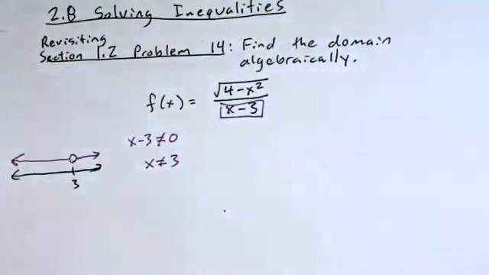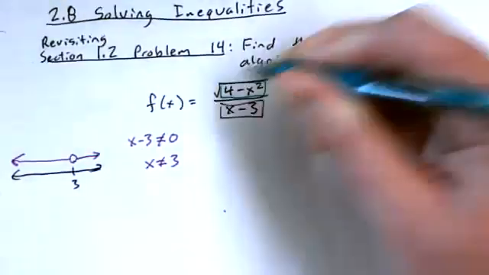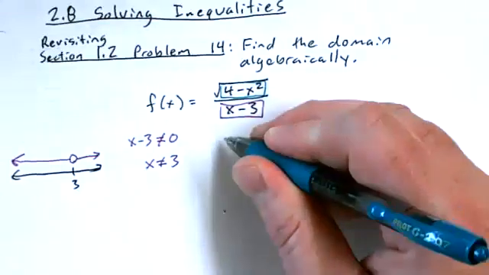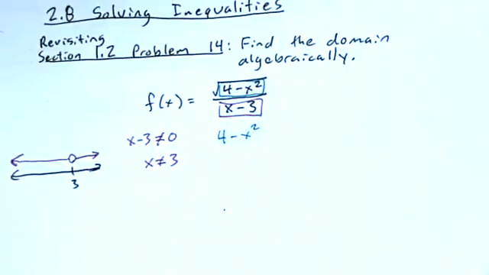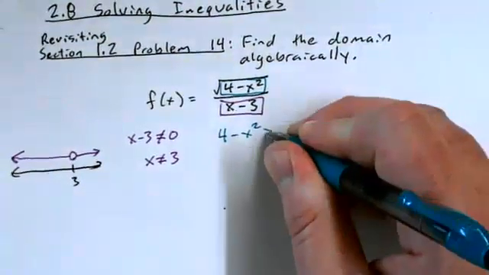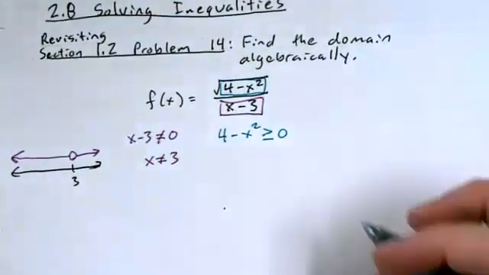So x minus 3 could potentially be a problem, but there's something else that could also be an issue, and that's this 4 minus x squared. Because it's inside of a radical, what must be true of 4 minus x squared? Greater than or equal to 0. And what I saw a lot of people trying to do, and I kept telling you, no, don't do that. Please don't write this down.